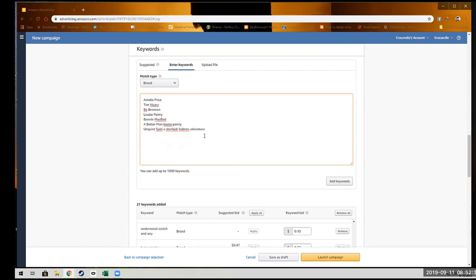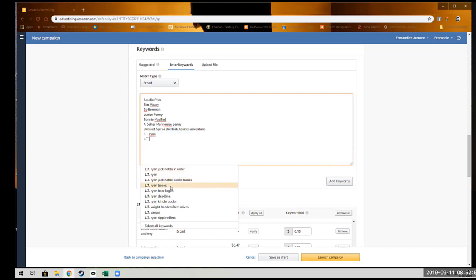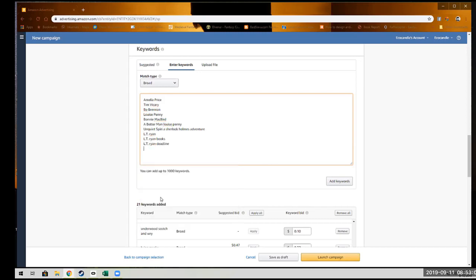So I now have a handful of, oh, we'll do one more, we'll do the top three from each. LT Ryan, Death of Darkness, LT Ryan, and see what I could do is LT, and then pick some, I can do LT Ryan books. So you'll notice at the bottom of the screen, they're making suggestions. LT Ryan deadline.